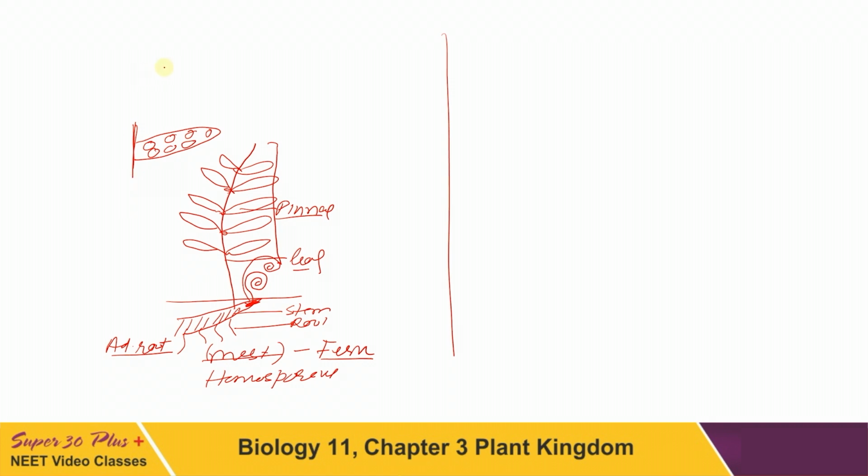If you cut a section of the sporophyll, it has the sori. These are known as sori, and each sorus has sporangia. I'm just giving an introduction to this; detail is not at all required. These are known as sporangia, and this leaf which bears sporangia on the abaxial side is known as the sporophyll.